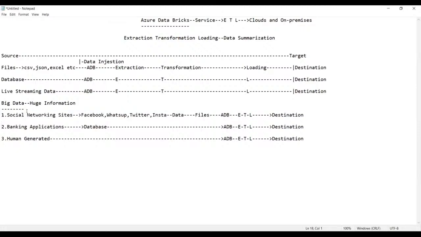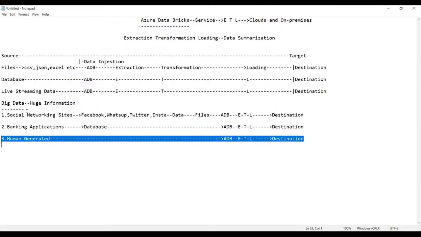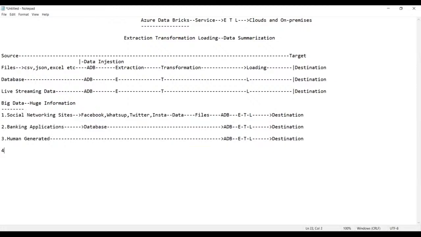So we can get the data from social networking sites, banking applications, and human generated data. These are the various things you have. Getting my point, everyone? Now, apart from this, we can also get the big data in the form of machine generated data.